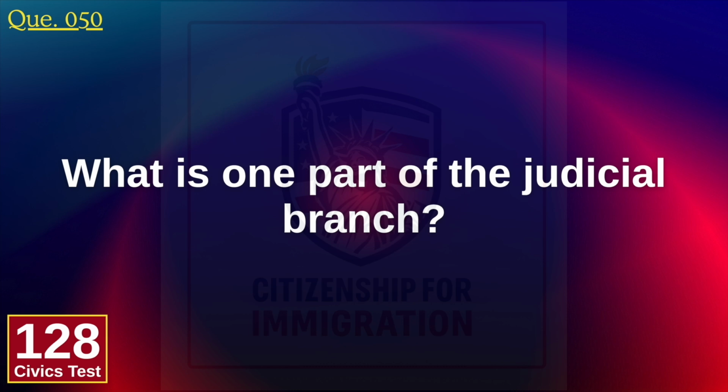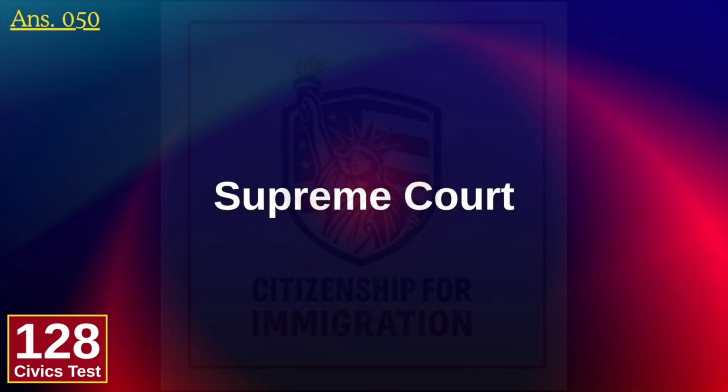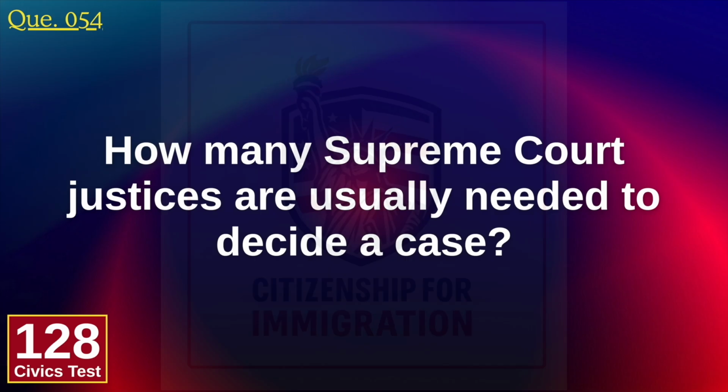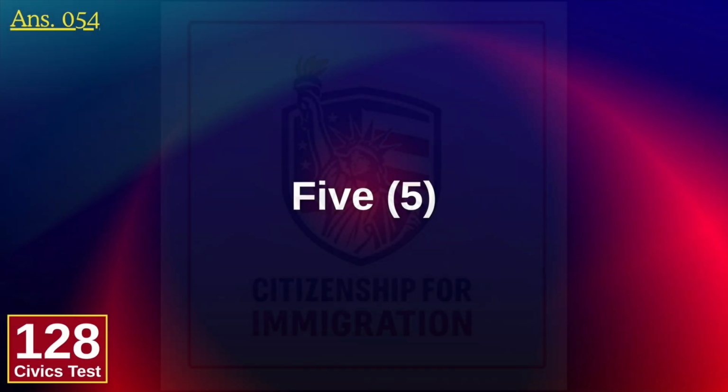What is one part of the judicial branch? Supreme Court. How many Supreme Court justices are usually needed to decide a case? Five.